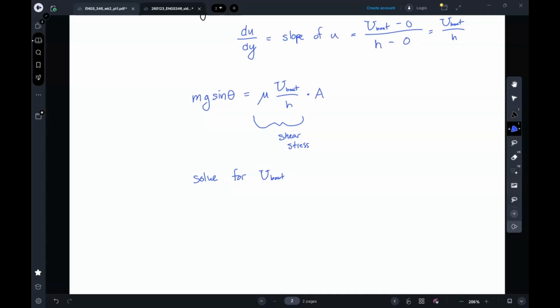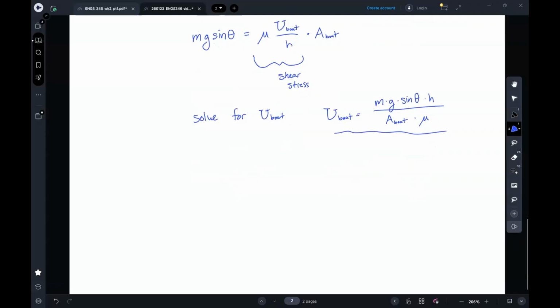So in this case, u boat is mass times gravity sine theta times h, divided by, we'll call that the area of the boat, area boat times viscosity. So when we plug in all of our numbers, we should get the velocity of the boat.